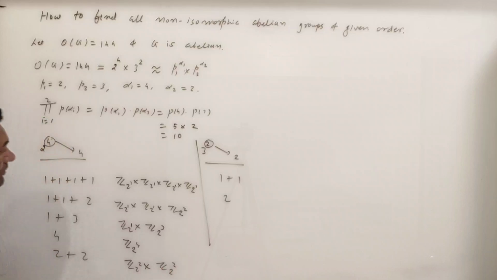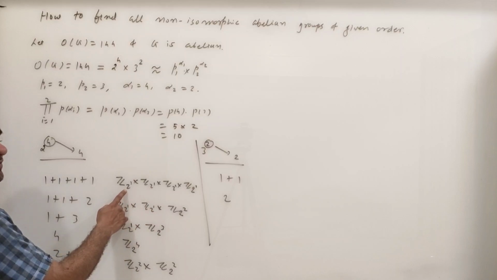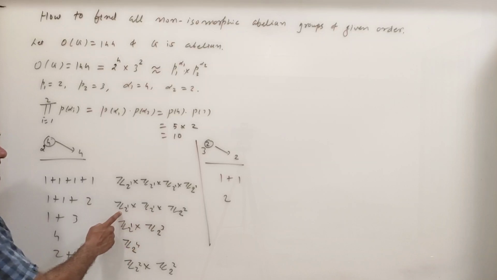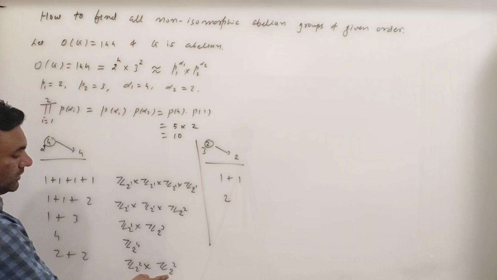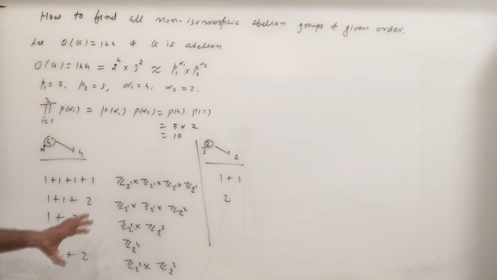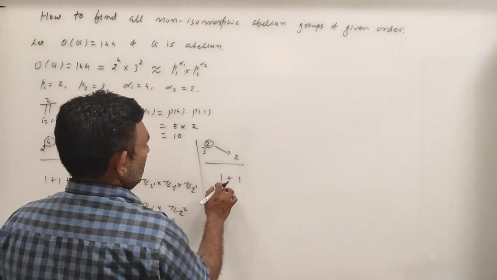And you can verify 2 into 2 into 2 into 2, 16. 2 square is 4 into 2, 8 into 2, 16. 2 cube, 8 into 2, 16. 2 raised to 4, 16. 2 square, 4 into 4, 16. So order of every group is 16, and 2 raised to 4 is also 16. Right?